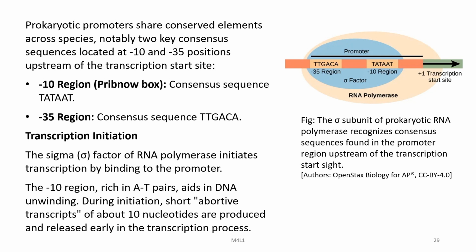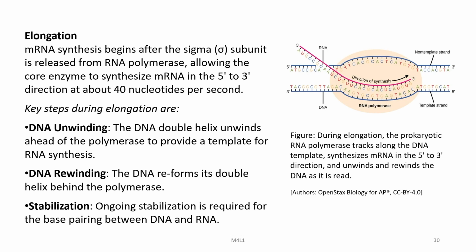The -10 region, rich in AT base pairs, aids in DNA unwinding. During initiation, short abortive transcripts of about 10 nucleotides are produced and released early in the transcription process. So, this is not a single strike process. It may keep on trying several times. It is like kick-starting a vehicle in old times, where you start the process again and again, and ultimately when the kick is optimum, the whole process begins.